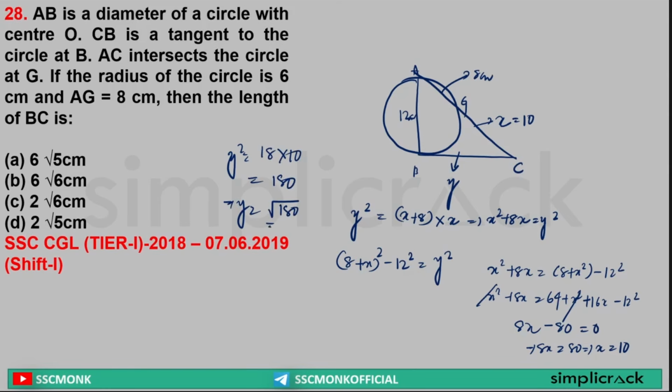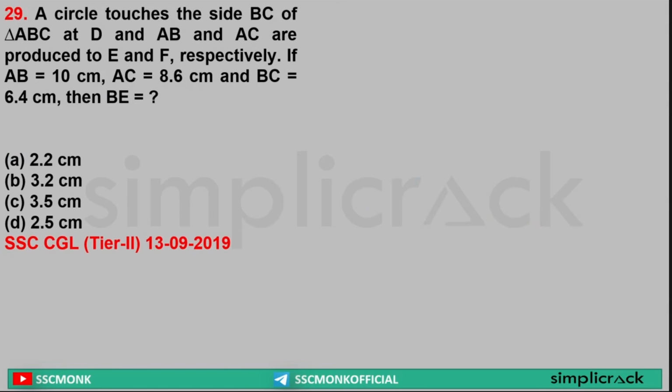Now 180 can be written as 36 into 5 square root. The square root of 36 is 6, and the square root of 5 stays as it is. So y, that is BC, is equal to 6 root 5 centimeter. Clear? Next. Now this is an interesting question.